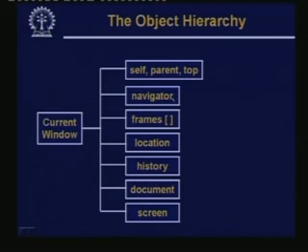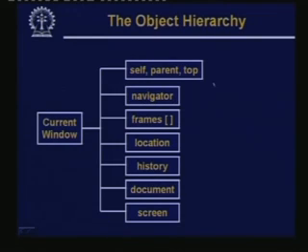Now, within the current window, if you say window dot self, it means the same window. If you mention window dot top, it will represent the top level window under which the present window is embedded. If you mention window dot parent, it will refer to the window from where directly this window in question is included. So, the parent window. So, top, parent and self, all these three are self referential objects, you can say. They all refer to some other window object.